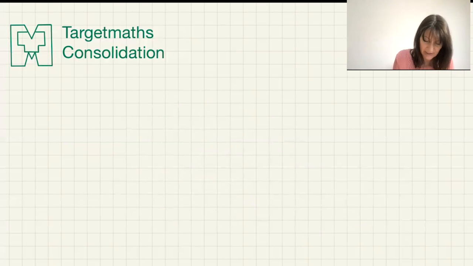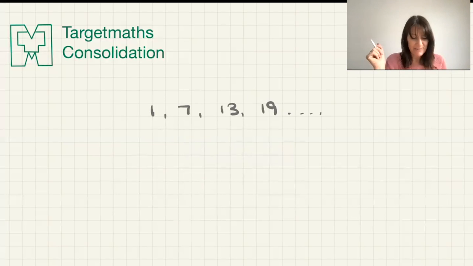Next question. We have the sequence 1, 7, 13, and 19, on and on it goes. Please write me the nth term for that.